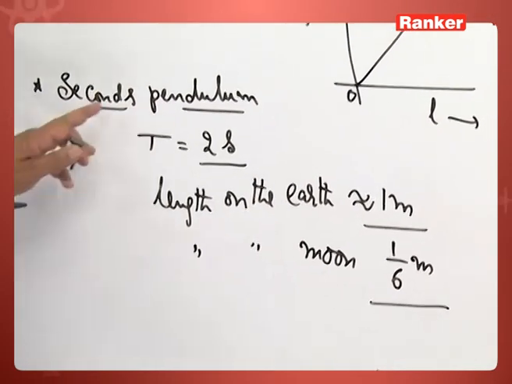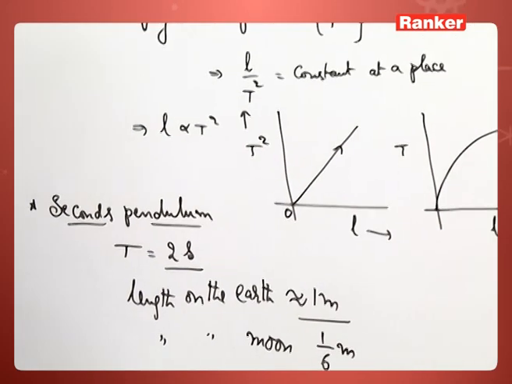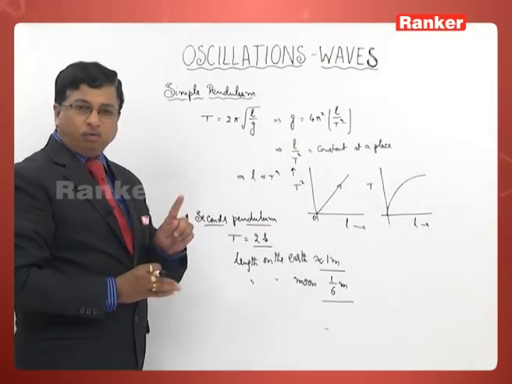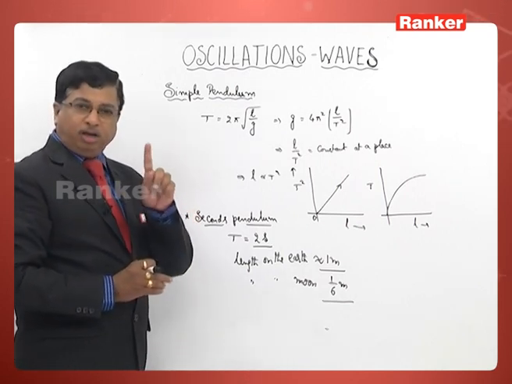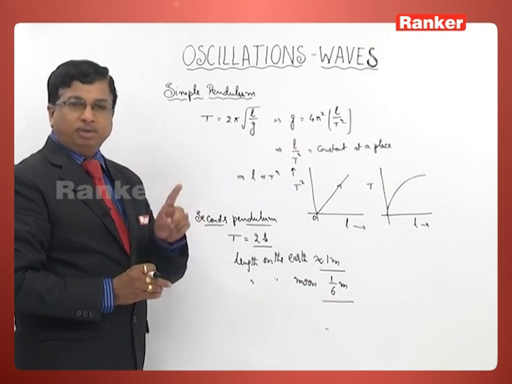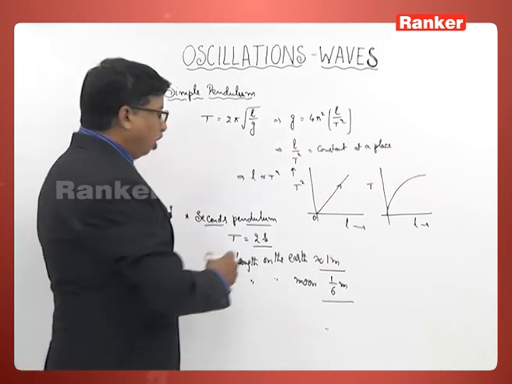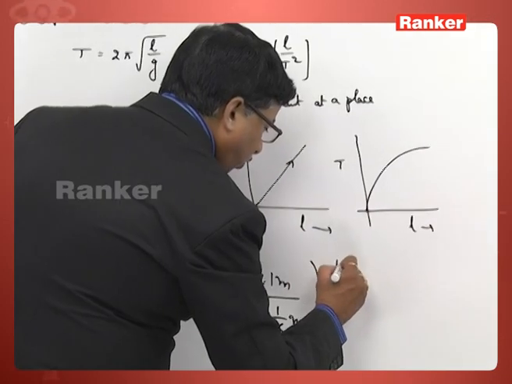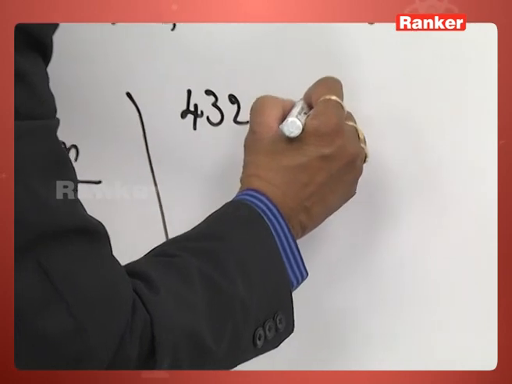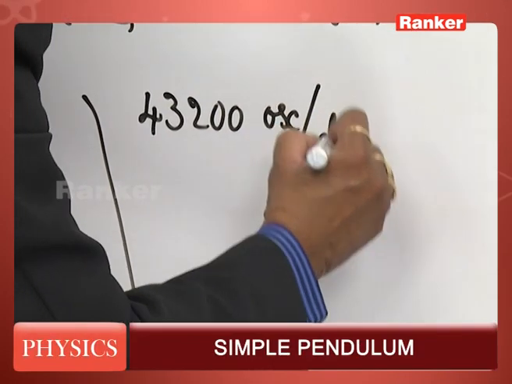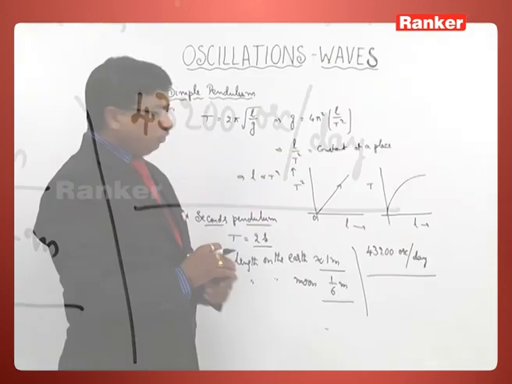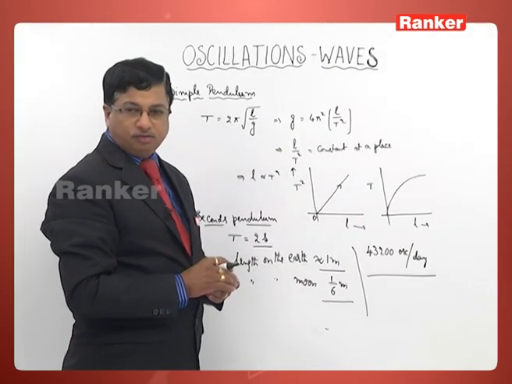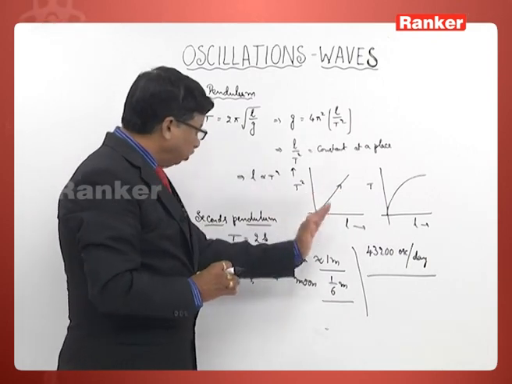Now, one more question: how many times does a seconds pendulum oscillate in a day? In one day, we have 86,400 seconds. Out of these, for every 2 seconds, the seconds pendulum completes one oscillation. Therefore, how many oscillations will it make? 86,400 divided by 2. So, 43,200 oscillations it will make in a day. That is one more point.